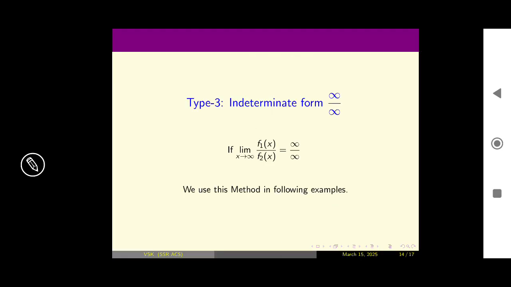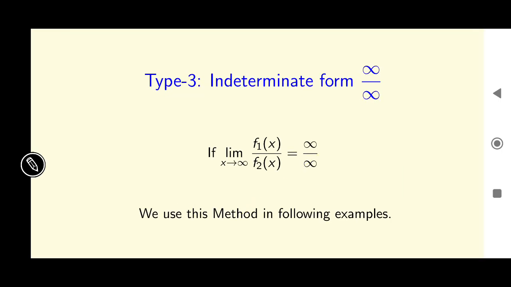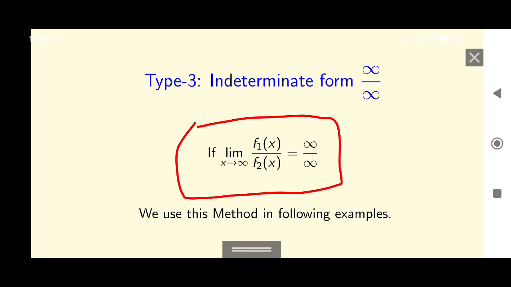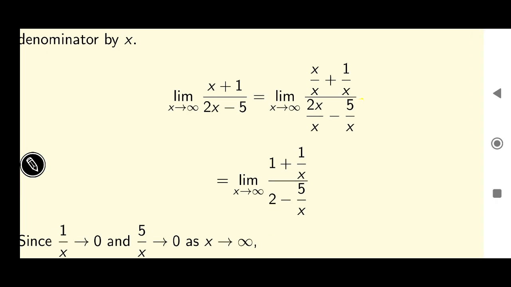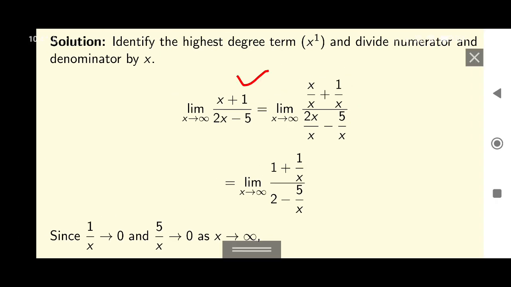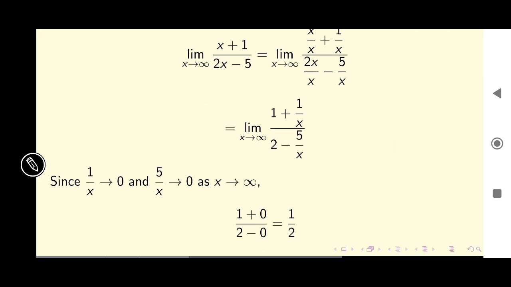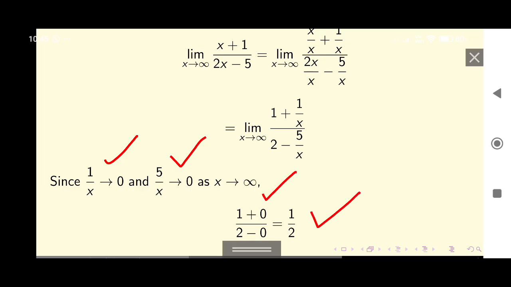Now this is the third type, it is infinity by infinity. So if you put directly x is equal to infinity, you get the term infinity by infinity, so direct substitution is not possible. So let us see this example of how to deal with this. You divide this expression by x because the highest power is x, so we get 1 plus 1 upon x divided by 2 minus 5 by x, and when you put x is equal to infinity, 1 by x becomes 0, 5 by x becomes 0 as x tends to infinity, so we are left with 1 plus 0 upon 2 minus 0, which is 1 by 2.